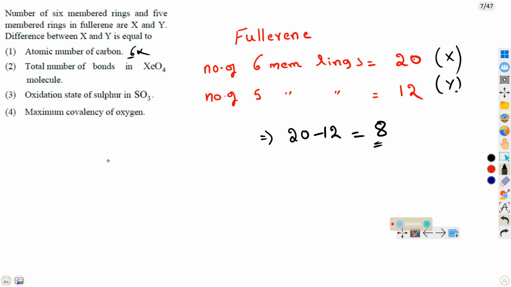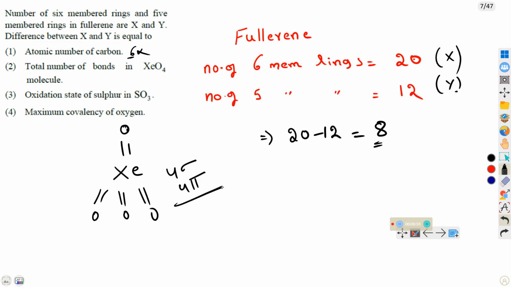Total number of bonds in XeO4: draw the structure of XeO4, with double bonds to O, O, O and O. 4 sigma bonds are present and 4 pi bonds are present, so the total number of bonds is equal to 8. So the second option is the correct option.